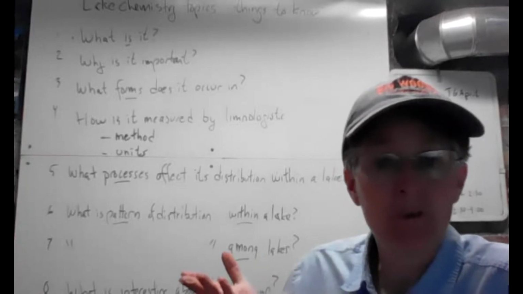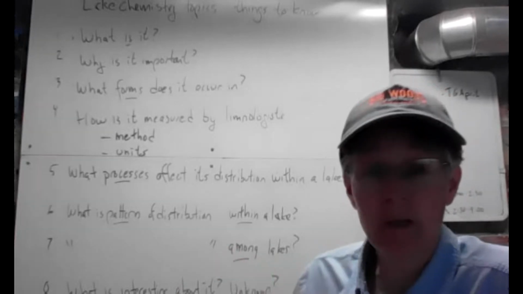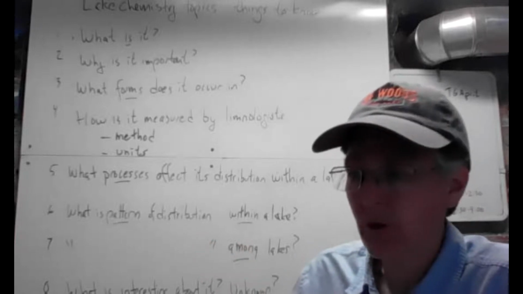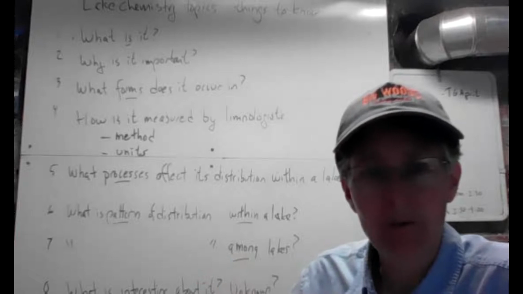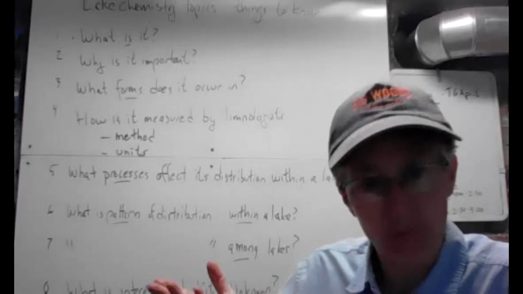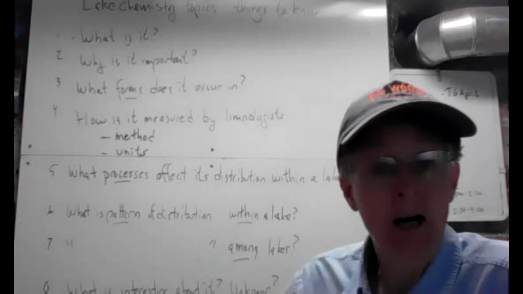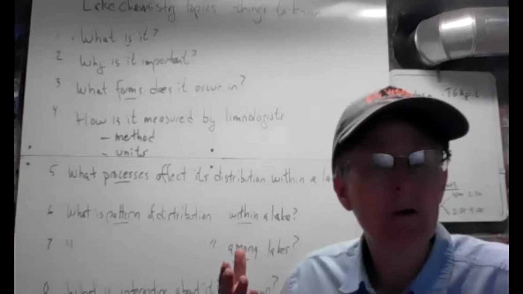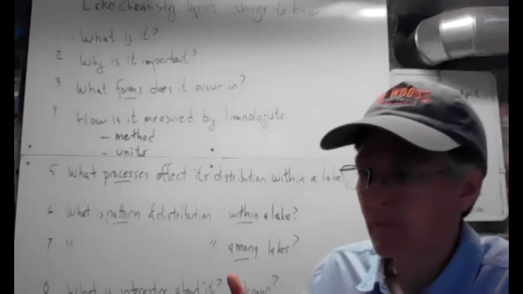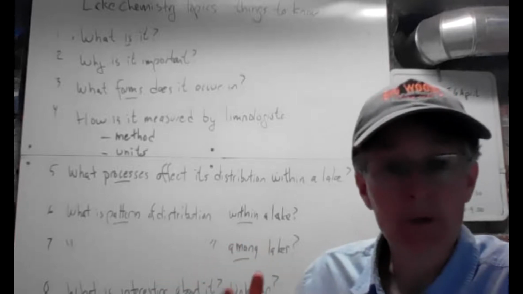Obviously something like photosynthesis that consumes carbon dioxide is going to affect the carbon dioxide distribution in a lake. Where there's lots of photosynthesis, there will be less carbon dioxide available. Where there's lots of respiration, on the other hand, there's going to be a supply of carbon dioxide, and so there might be a higher concentration there. So that's an example of processes that affect every one of these things that we learn about. Today, salinity, inorganic carbon, and pH.